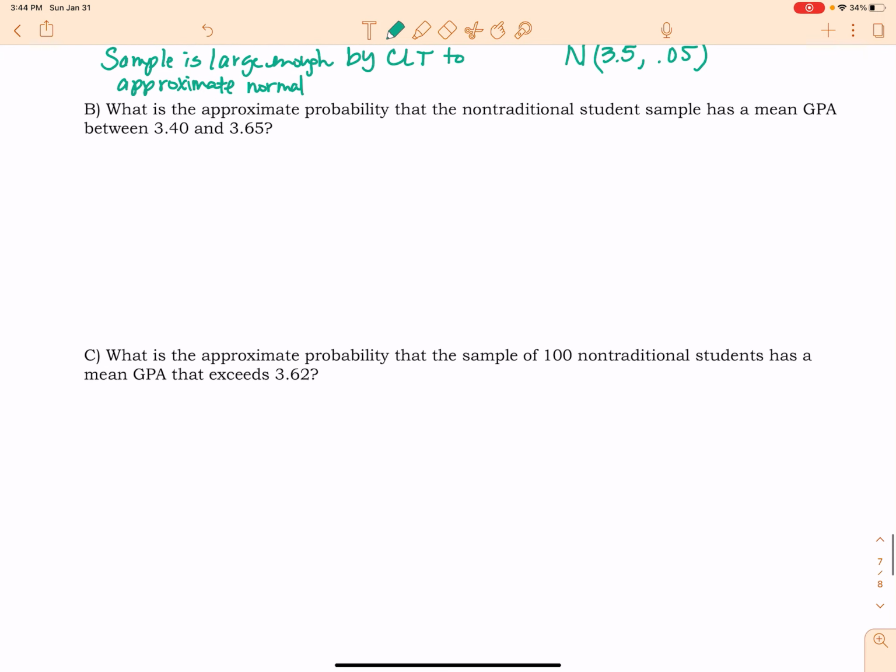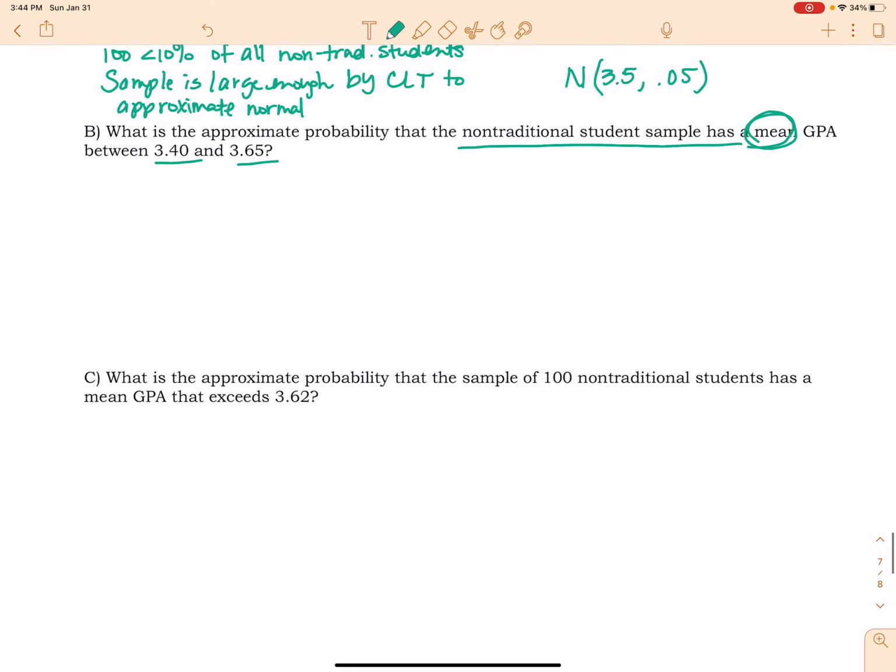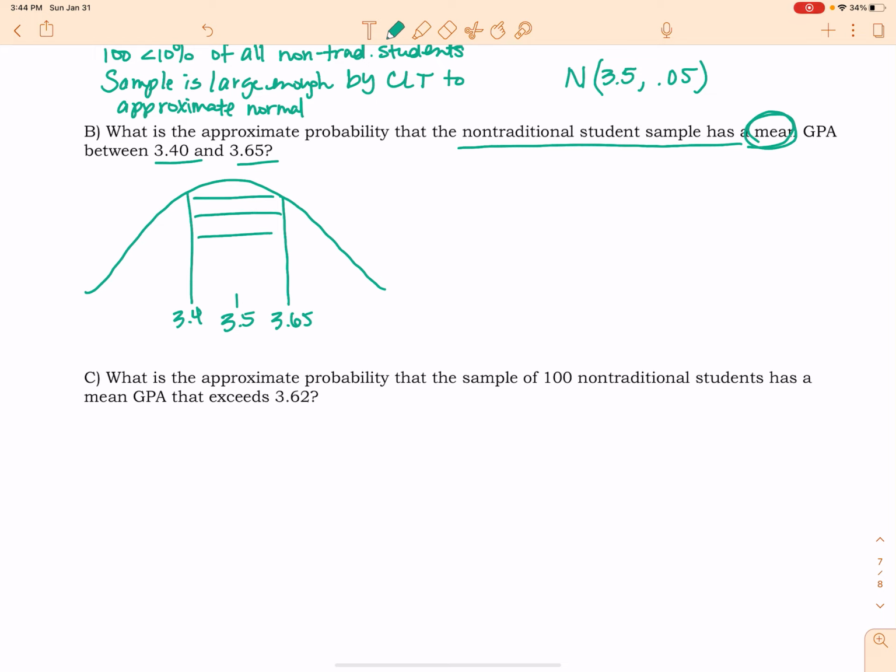So let's look at part B. What is the approximate probability that the non-traditional student sample has a mean GPA between 3.4 and 3.65? So I'm going to draw my curve here. 3.5 goes in the middle. 3.4 goes below it. 3.65 goes above it. I want the probability of this shaded region right here. So the probability that the sample mean is between these values. That is what I'm looking up.